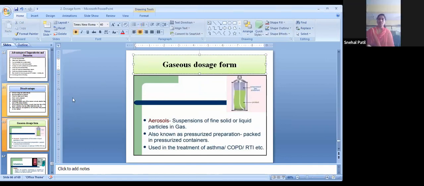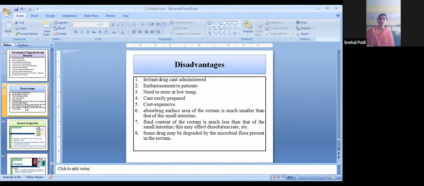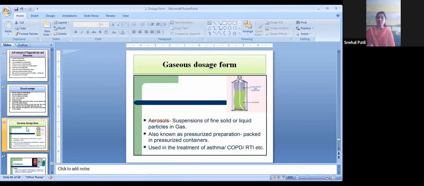Gaseous dosage form. Here the advantages and disadvantages of the suppositories, the semi-solid dosage form, are completed. So the next is the gaseous dosage form. These are the dosage forms which are present in gaseous nature. The example is the aerosol.